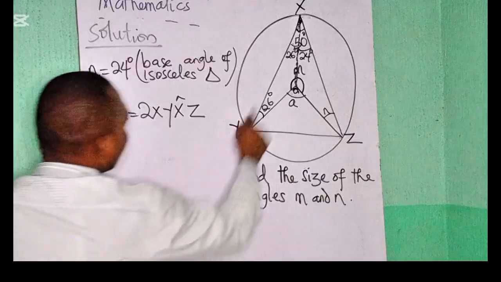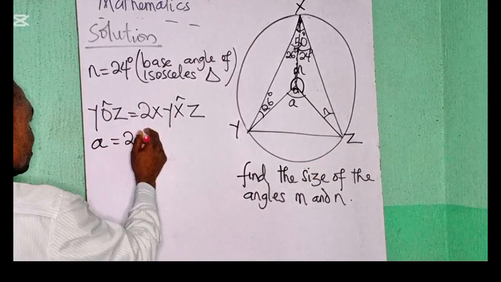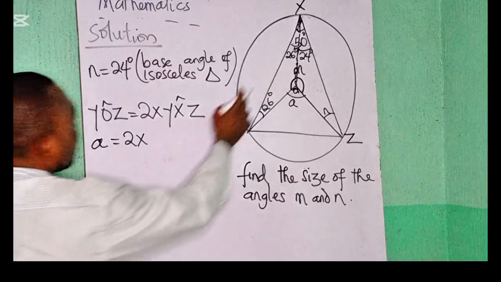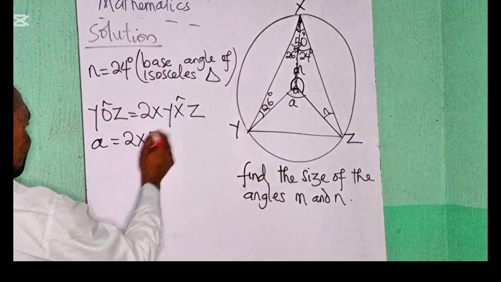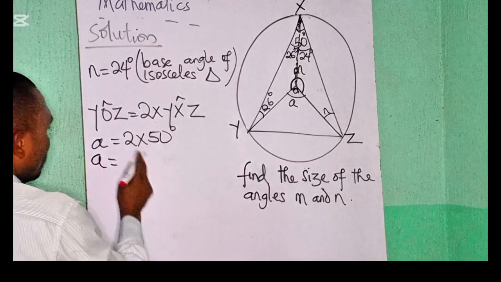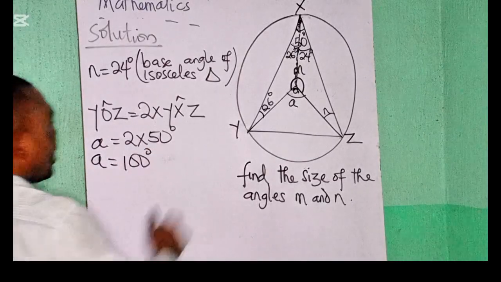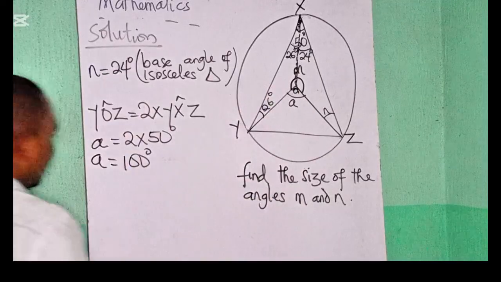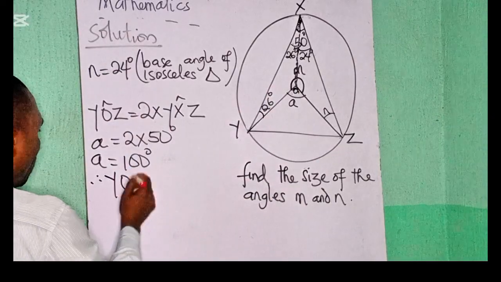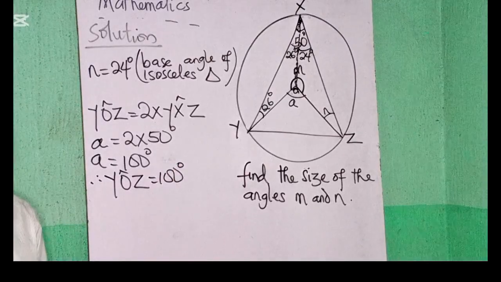So YOZ, which is A, is equal to 2 times the angle at the circumference, which is 50 degrees. Am I communicating? So my A now is equal to 2 times 50, which is 100 degrees. So therefore, YOZ equals 100 degrees. Is that understood?